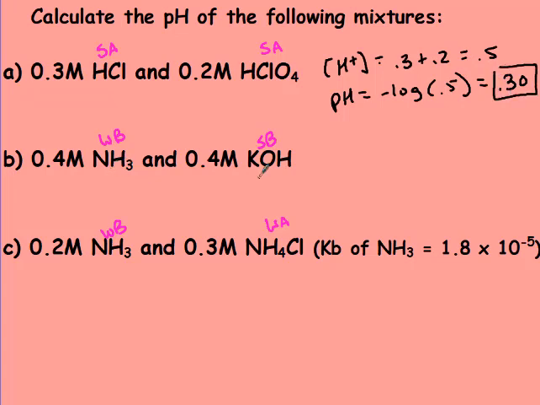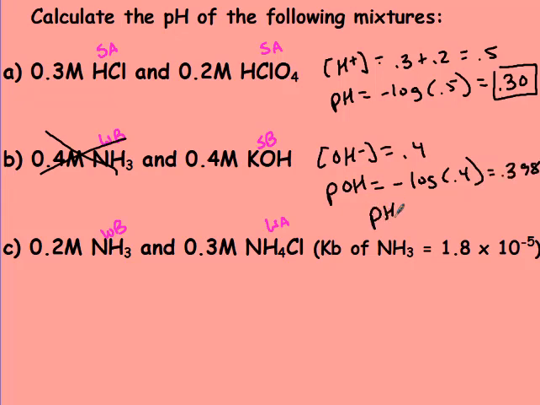For B, I have a weak base and a strong base. Well, a strong base breaks apart 100%. My weak base is only going to break up a small amount in comparison to my strong base. So kind of like I can ignore a plus or minus x, I can say that my concentration of OH is just 0.4, and I can ignore that weak base. So my pOH is negative log of 0.4. So my pH is 14 minus my pOH, or 13.60.